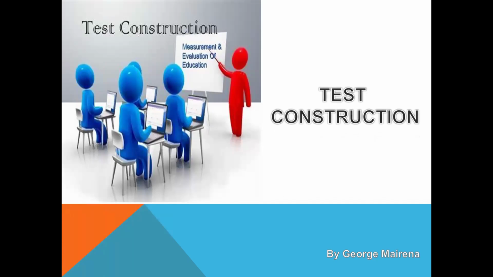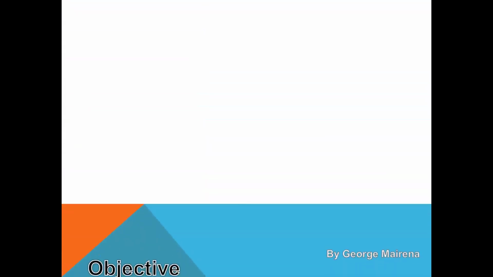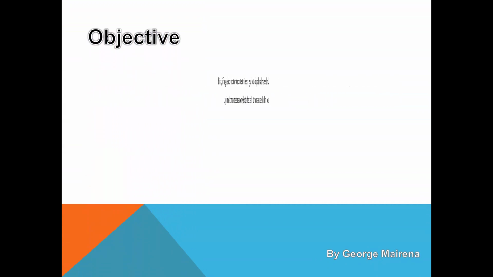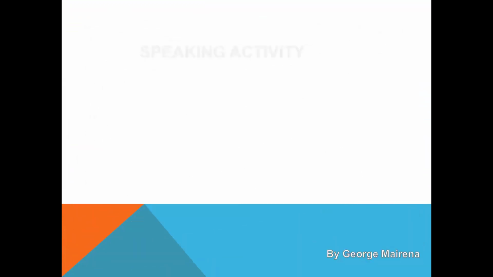So in this one, as I told you at the beginning, we're going to continue talking about test construction. We're going to see the steps, how to make a specification table, and the key points that we can include there. Our objective for this session is to understand and apply the key steps in test construction to design fair, valid, and reliable assessments that effectively measure student learning. And as usual, we're going to start with a speaking activity.